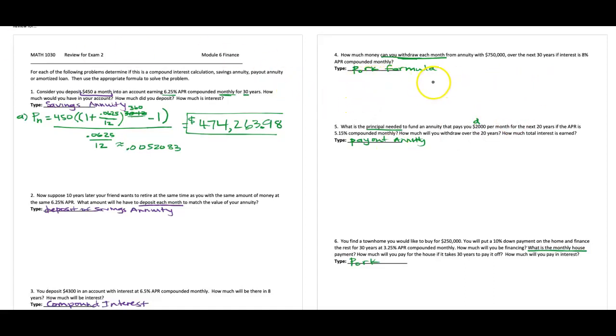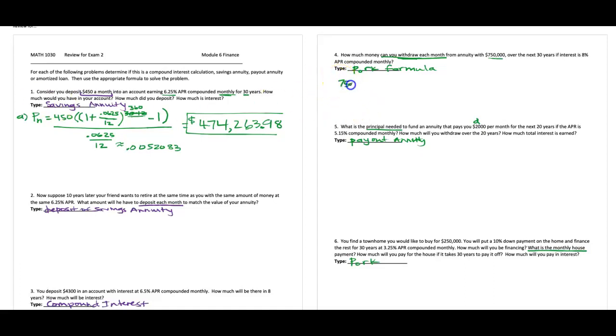Okay, let's look at number 4 also. So this is how much can we withdraw each month from an annuity with $750,000 over the next 30 years. All right, so if we're using what I call the pork formula, P sub 0 is that start amount. So this is what you're starting with. You're starting with $750,000 in your account, and you're taking out money every month for your retirement.